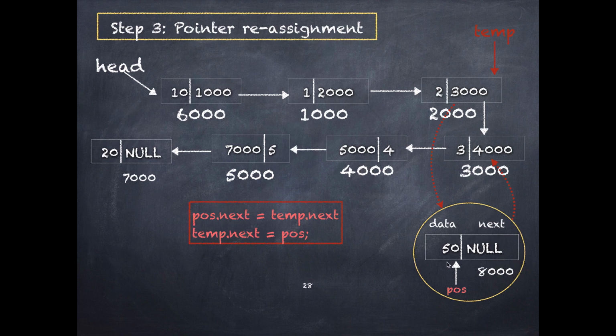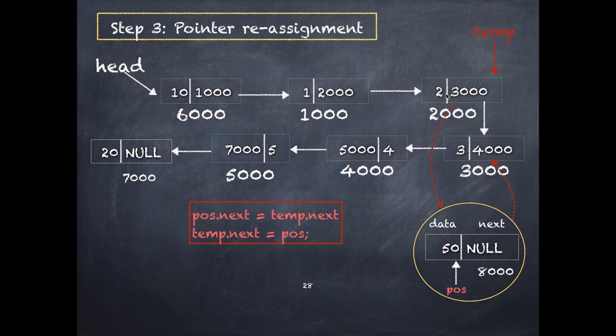Yes, that is 50. After 50, 3 has to come. What is the address of 3? Which is 3000. So what happens? This dotted link is now established with the first statement, that is pos.next is equal to temp.next. Now what you have to do next? Temp.next. Now this 3000 has to be updated. temp.next should be equal to pos. So this link is established.